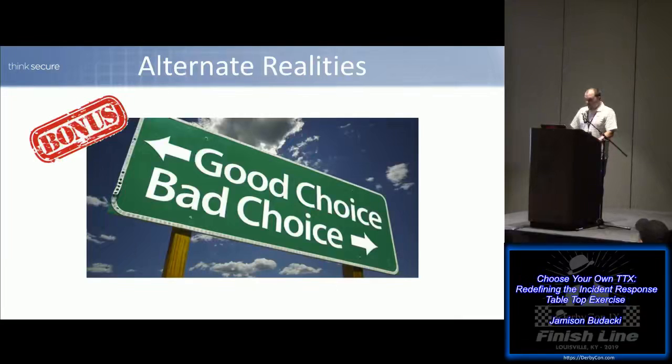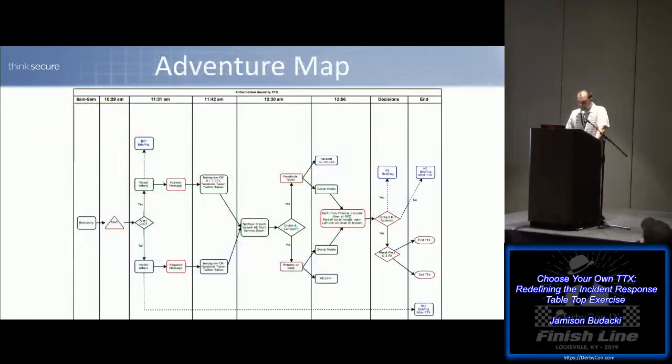So once again, the alternate realities: good choices lead to a bonus, bad choices lead to potentially punishment or more work. Once again, really tell the scribes where these are going to be, and the adventure map that you'll see next will really show those and highlight them and tune them into it. So the adventure map, it's quite simple. Not sure how well you can read it.